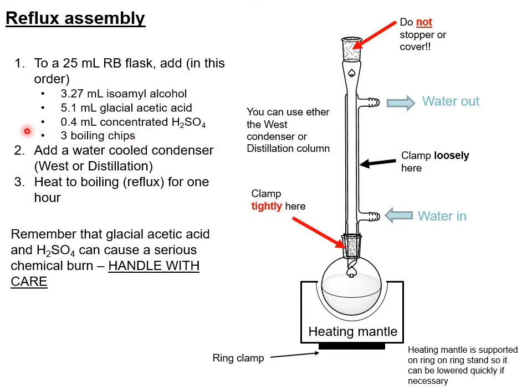And the next step would be to add water to the condenser to cool it, right? So water in here, water out to the top. And then you heat to a reflux, right? Reflux means that it'll boil and then it'll come back down through the condenser so that the reaction is constantly heating, right, without losing any of your solvent.